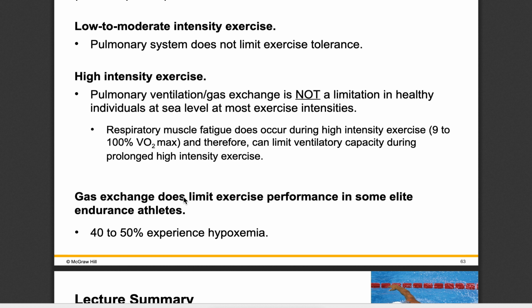So in some elite athletes, hypoxia can be a limiting factor. Really high extreme, so basically they start pulling too much out. But this is usually for a short time, and they know not to push themselves to that area.